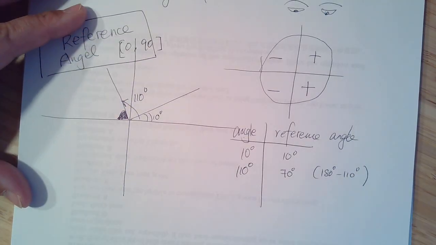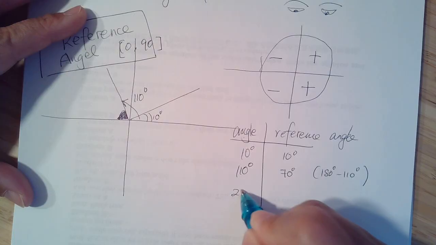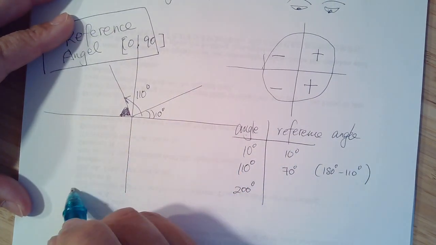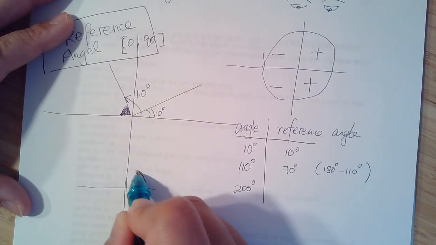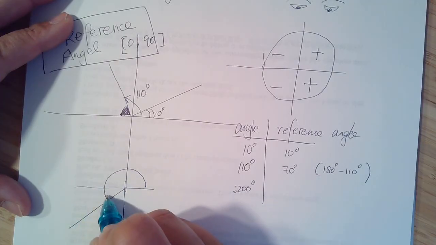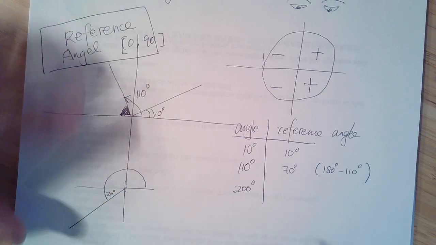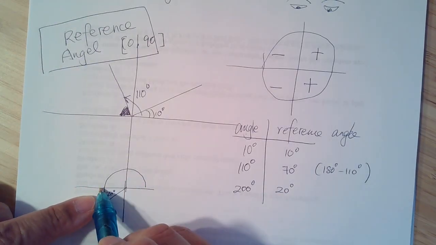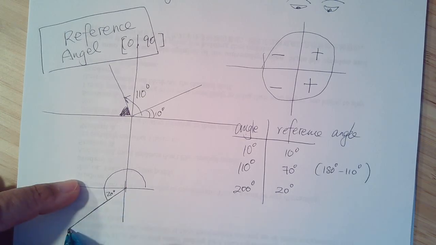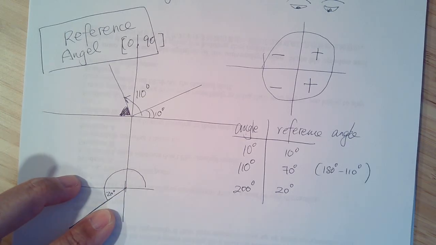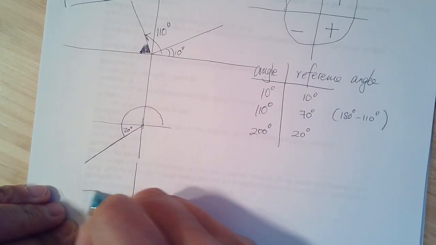All right. Now, what about a 200 degree? 200 degrees, which is from here to here, is 180, and then you go more than that by 20. So the reference angle is just 20 degrees, because here's 180 and 20. So you draw the line, and you find the angle between this line and the axis. So that is 20 degrees. Okay.